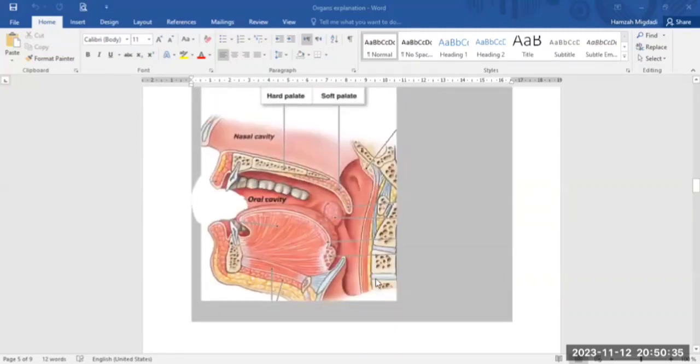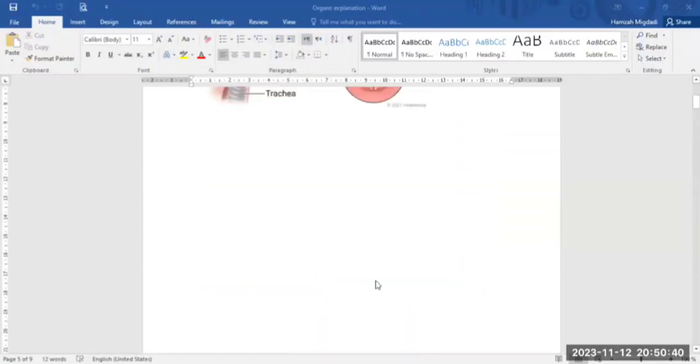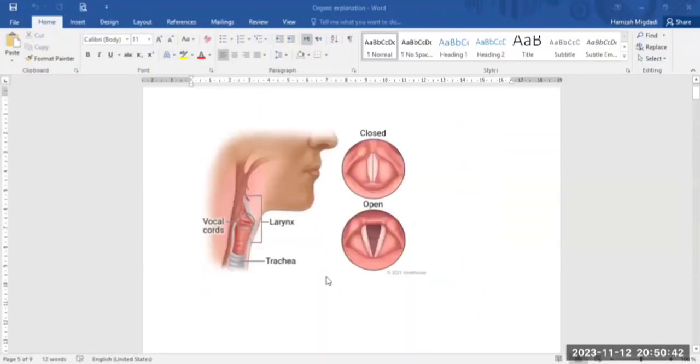Okay. But we don't have a good picture, to be honest. Yes, here. You see this one? This is the larynx. The pharynx is here. Okay. So the larynx is for voiced sounds, the pharynx is for voiceless sounds.